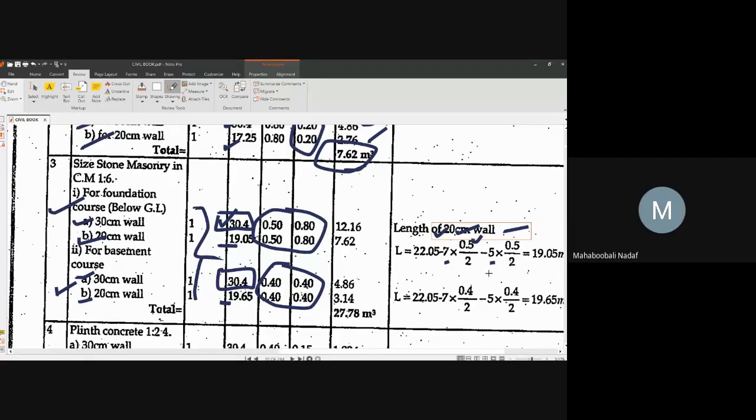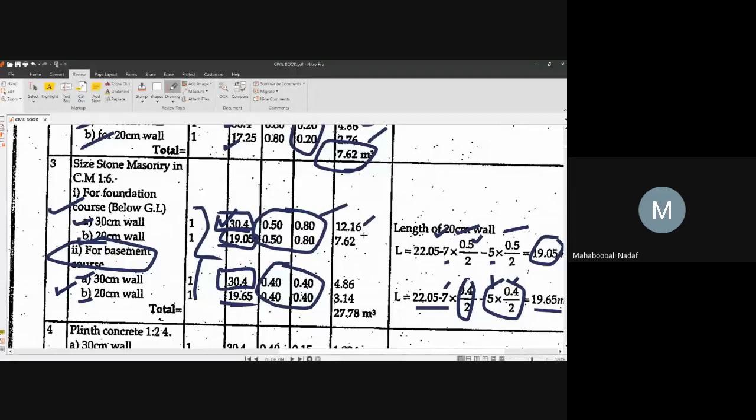Similarly, for the next masonry footing, original length n1 into 0.4 by 2, because its width is 0.4, and here also n2 into b2 by 2, where n2 is 5 junctions and b2 is 0.4, which is also the same. So once you do the calculation, it is 19.65. That value you have to write here because it is the second footing, and this length, 19.05, you have to write in the first footing. So on multiplication, you are getting these values. So this is 27.78. Now, any doubt in this step?